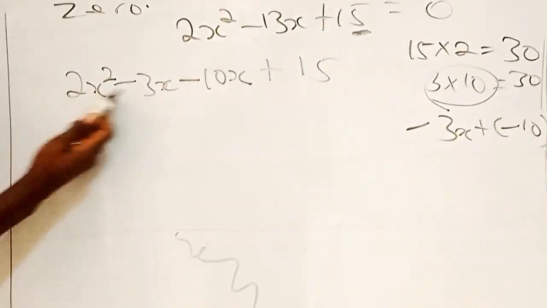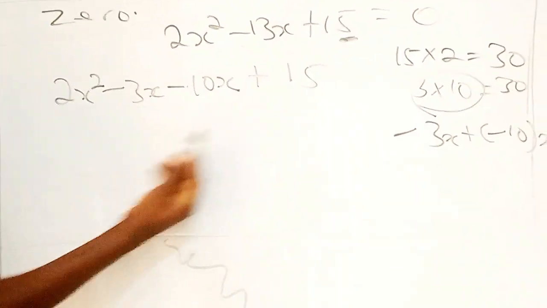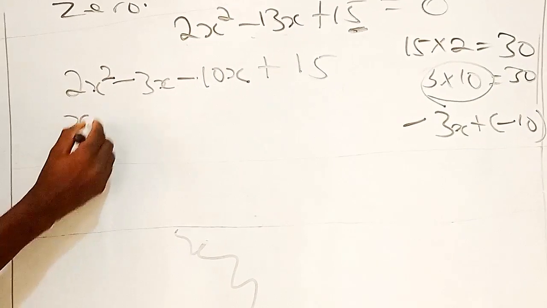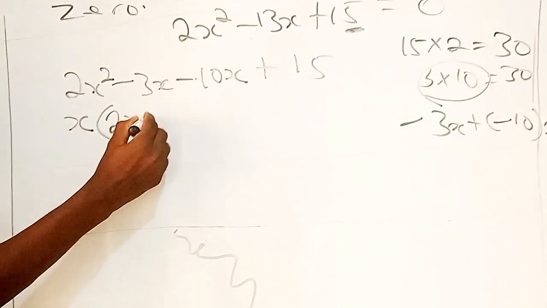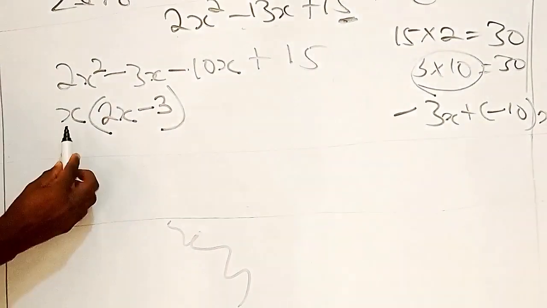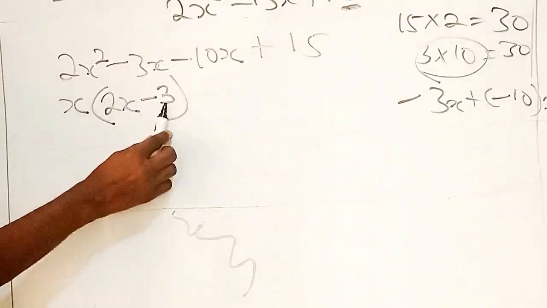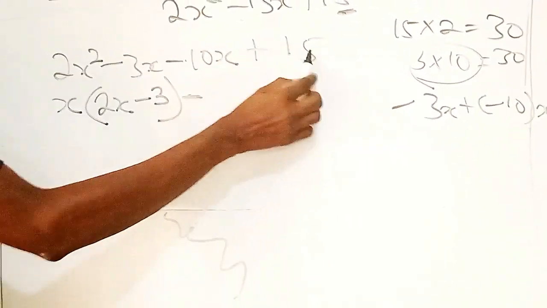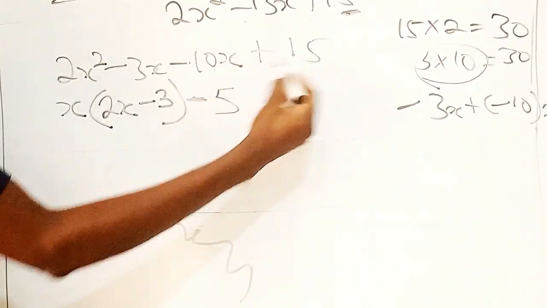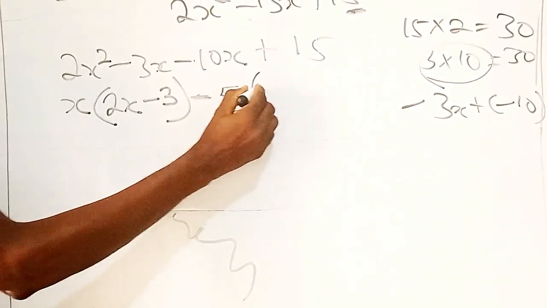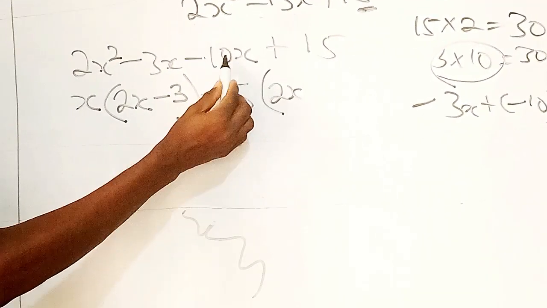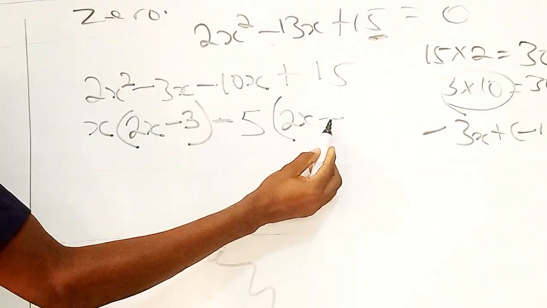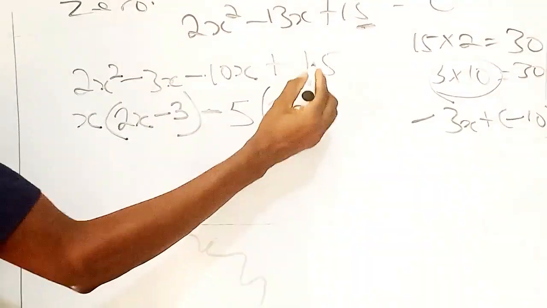Now, I'll look for the common terms. I group it into two like this. What is common to these two sides, I can say x. x is common, into bracket 2x minus 3. So by the time you say x times 2x, you have this. x times 3, you have this. Minus. So what is common to these two sides is 5. 5 is a common factor, into 2x. When you say 5 times 2x, you have 10x. So you have minus, because minus times minus will give us plus. 5 times what will give us 15?